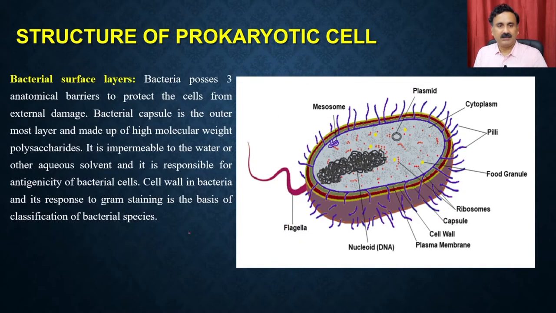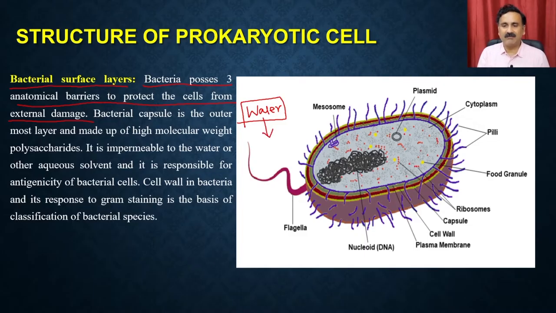Now the second is the bacterial surface layer. As you can see, the bacteria has a very complex surface layer, because bacteria possess three anatomical barriers to protect the cells from extreme external damage. Since the bacteria does not have membrane-bound organelles, it is very susceptible to hypotonic lysis, because bacteria are mostly present in water or hypotonic solutions. It has a very well-defined anatomical barrier so that it can withstand this.